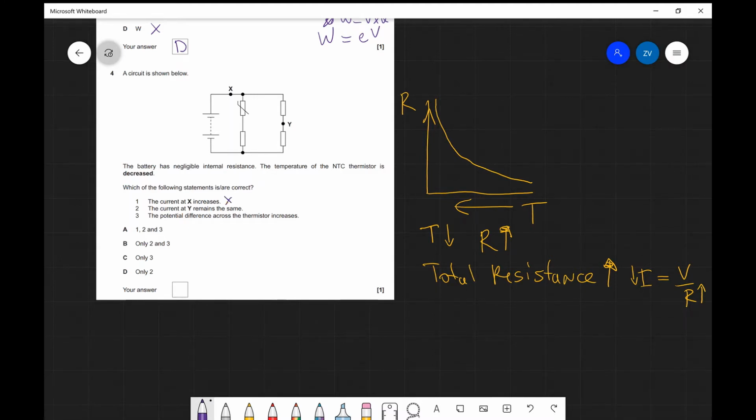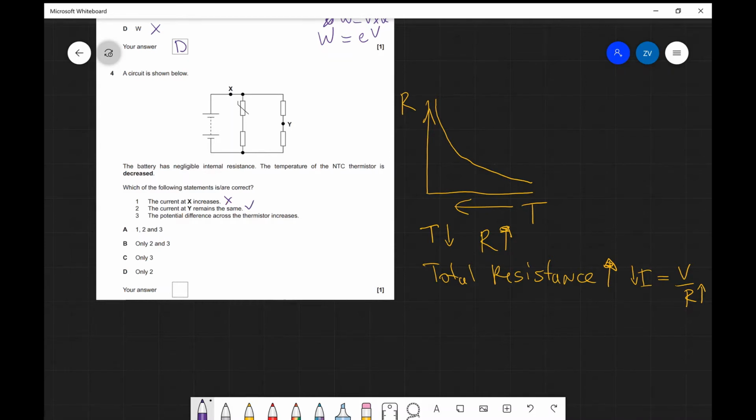Second one, the current at Y remains the same. Well, we know that the resistance of the surrounding resistors will not change. So that means that this has got to be correct.